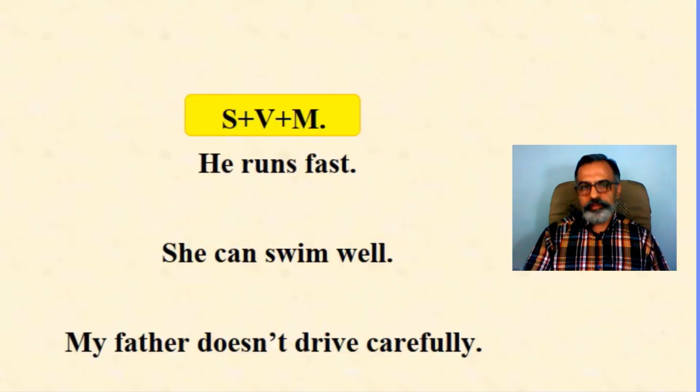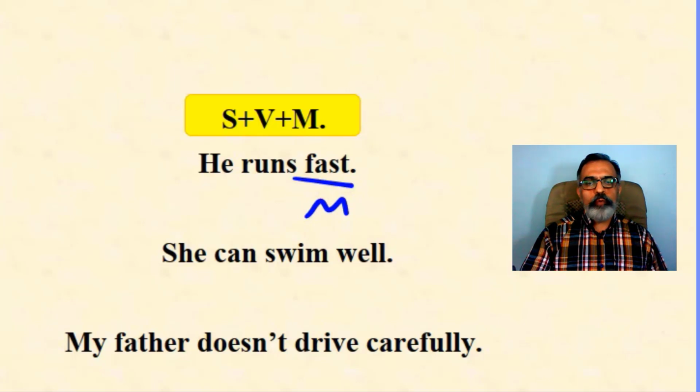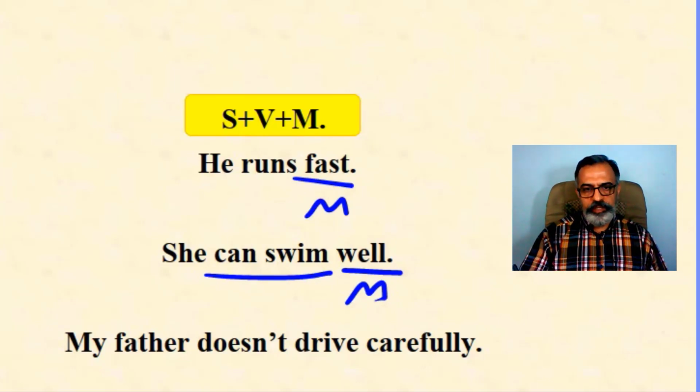Subject, verb, manner. He runs fast. Fast is manner. She can swim well. Well here is adverb of manner, and can swim is our verb. My father doesn't drive carefully. Doesn't drive is the verb, and carefully manner.